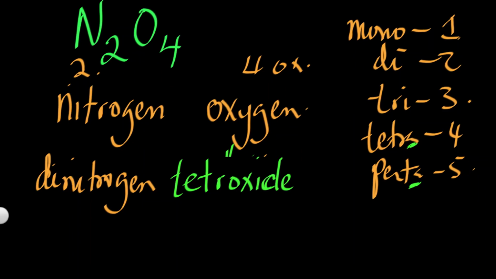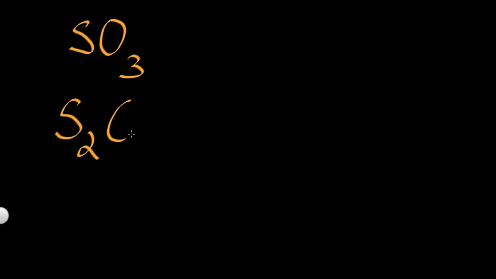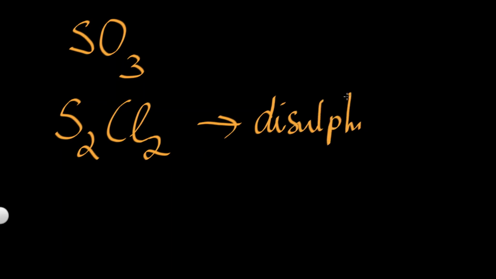Let's have another example. As I already named, this is sulfur trioxide. We can have something like S2Cl2. This is a compound that exists. So this is disulfur dichloride. Sulfur is the first element, so we name it as sulfur. We don't put the IDE at the end, so it's simply disulfur dichloride. So it's disulfur dichloride.